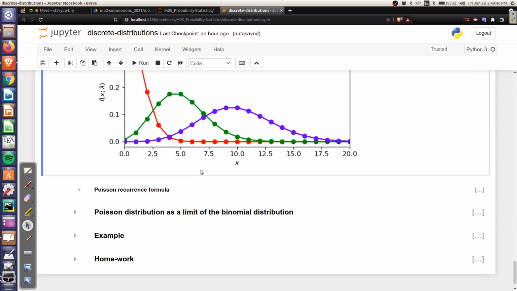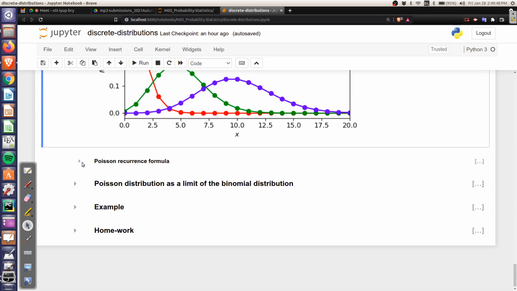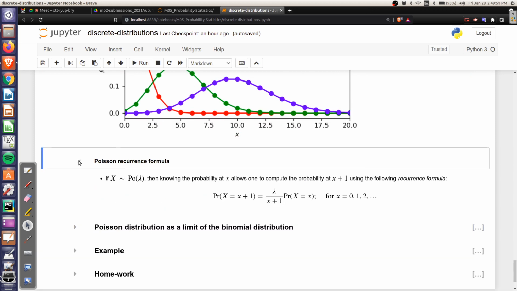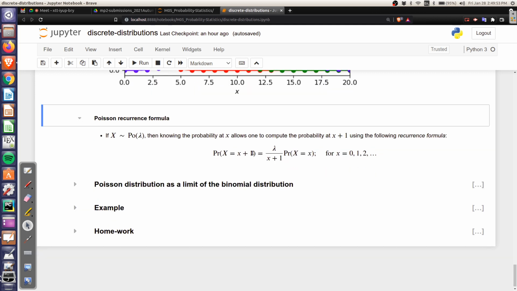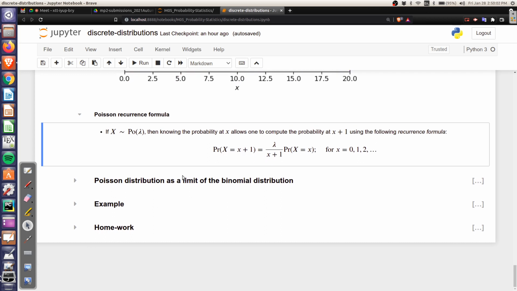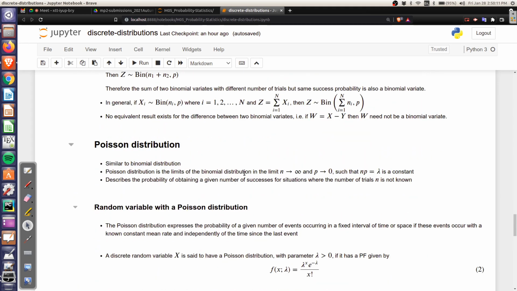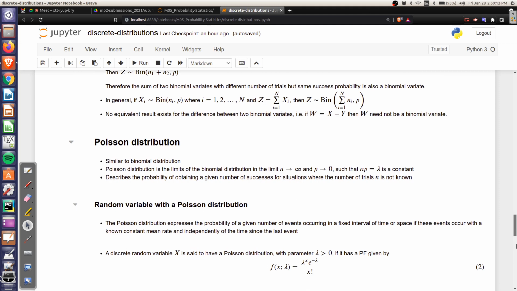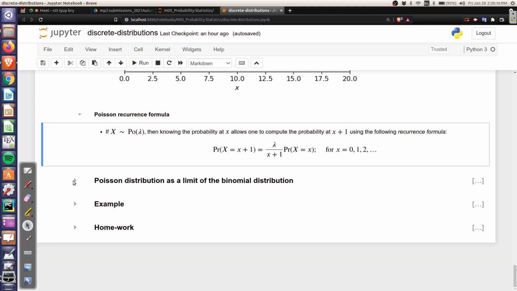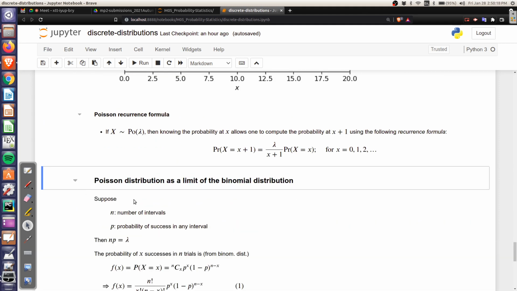Then like your binomial distribution, Poisson distribution also has a recurrence formula. So if you know the probability at x, you can find out the probability at x plus 1 using this recurrence formula. Now an interesting result. Like I said, the Poisson distribution is similar to a binomial distribution, and it is basically the limit of the binomial distribution. So there is a little proof of that. Poisson distribution is a limit of the binomial distribution.